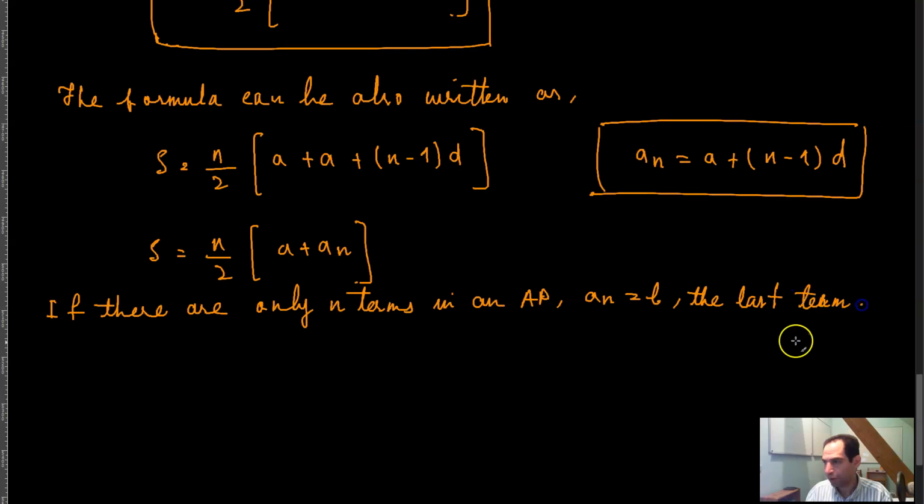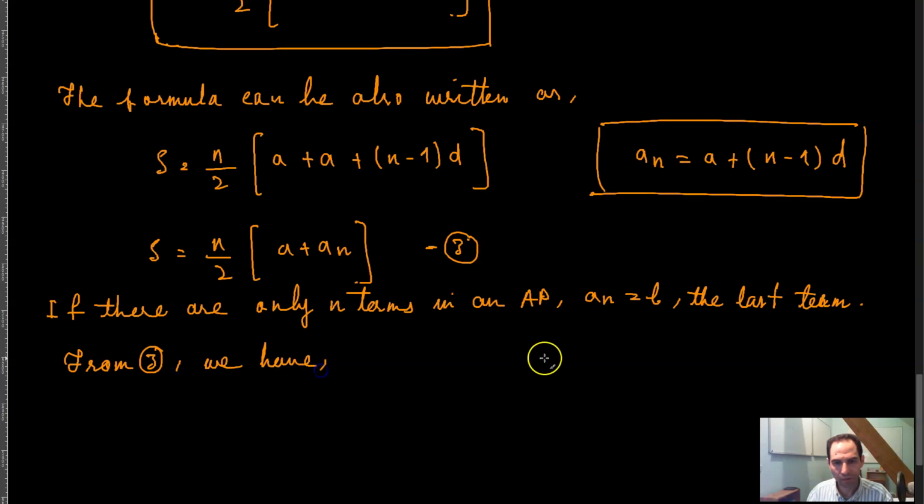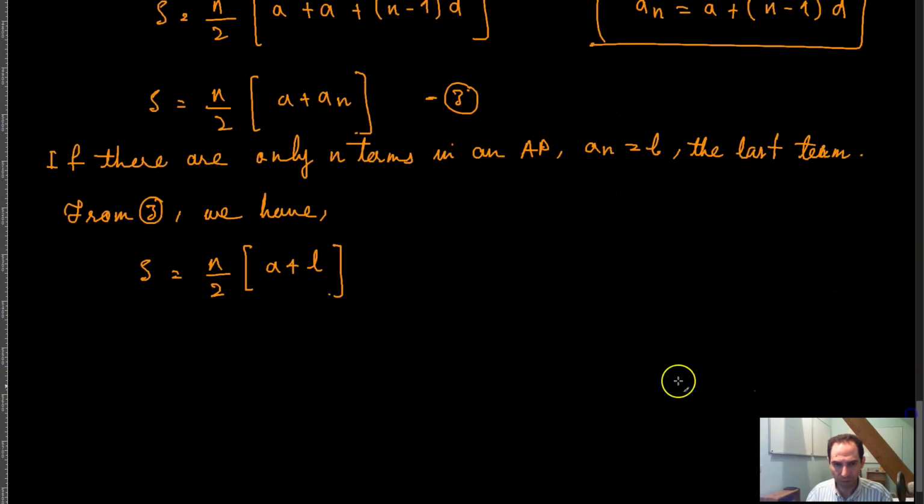So, if I call this 3, from 3 we have S is equal to n divided by 2 times a plus L. And so this form of the result is useful when the first and the last term of an AP are given and the common difference is not given. So for example, suppose you have the last term of an AP, you have the first term, you have the number of terms, but the common difference is not given. That way you can calculate the sum of the terms of the AP.